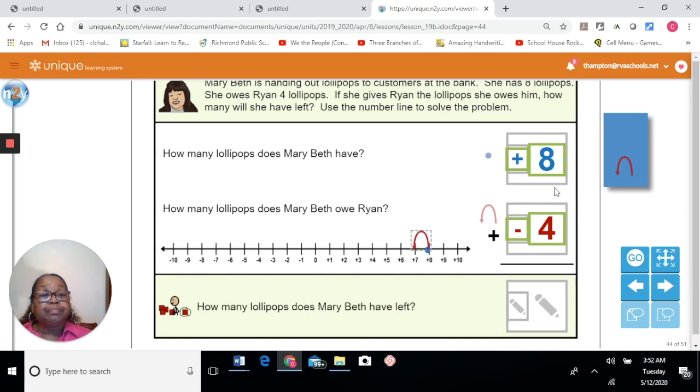That's 1, 2, 3, 4. So we were on a positive 8 and we added negative 4. Because it was a negative number, we moved to the left. 1, 2, 3, 4. And what was our answer? A positive 4.